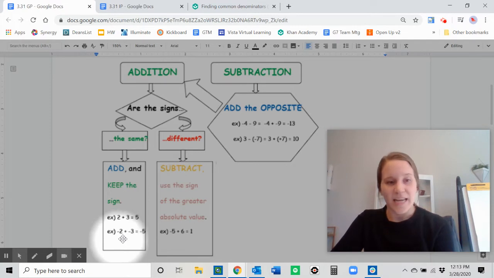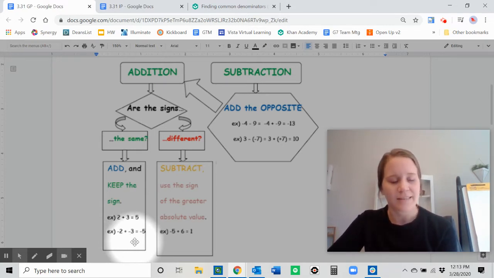Another example, -2 plus -3. The signs are the same, they're both negative, so I'm going to add their absolute values. So add 2 and 3, get 5. And then I take the sign, I keep the sign of the number. So they were negative, and this one, the answer is negative.